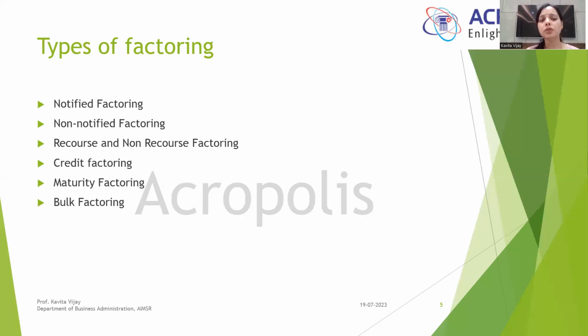Next is recourse and non-recourse factoring. In recourse factoring, the risk is associated with the client only, and in non-recourse factoring, the risk is associated with the factor company. Basically, in recourse factoring, if the customer fails to pay the amount, then the factor company has a right to sell back those receivables to their client, or the selling company, and that bad debts risk will be associated with the company only.